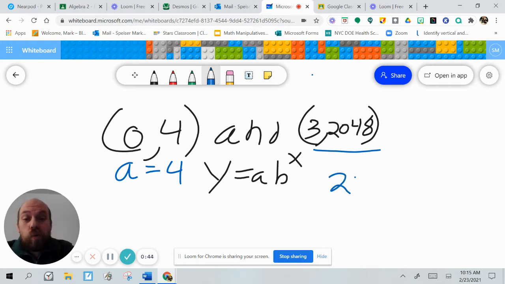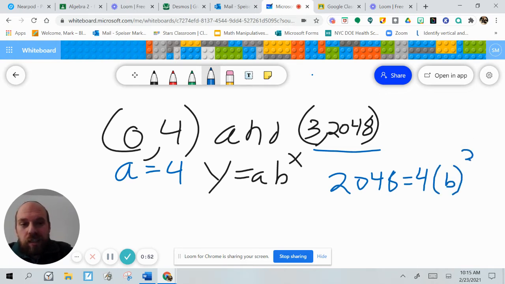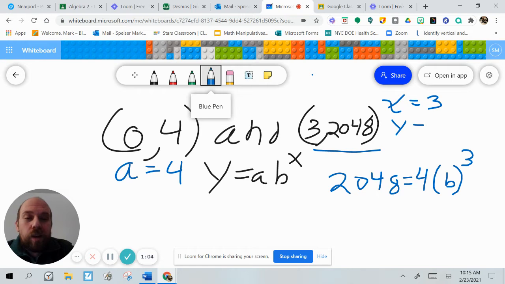So y equals 2048, a equals 4, b we do not know, and I'm going to put b in parentheses so we get used to it. We don't know b alone, and we raise it to the third power, which is x. So our x value is 3, and our y value is 2048. Now, how do we solve this equation? Well, this is something that's a little bit new, and we're going to practice it, another example right after it, just to practice solving these equations.